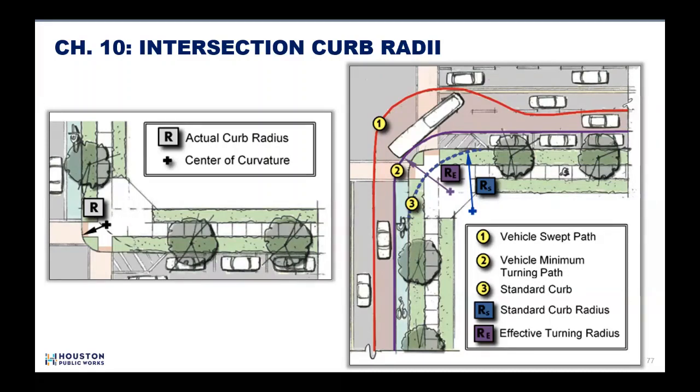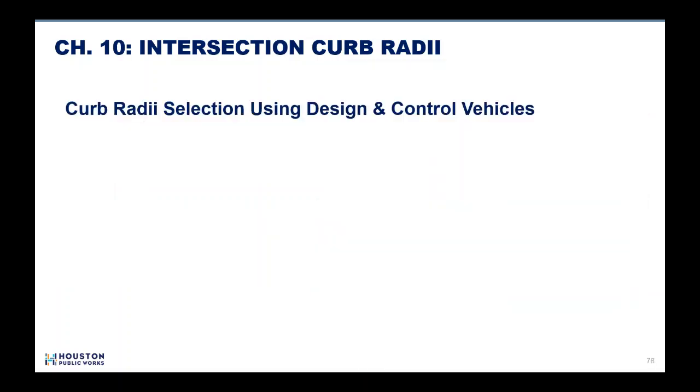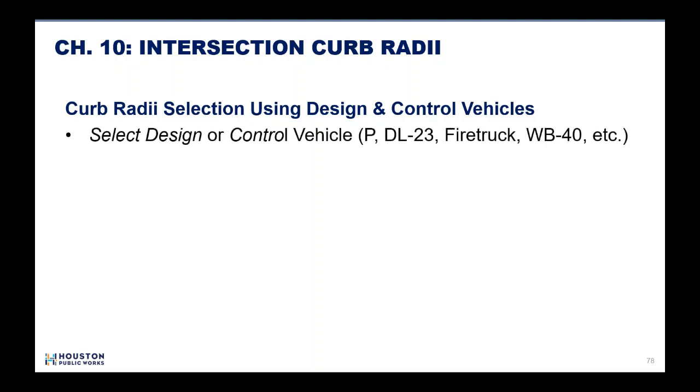What guidance does the IDM give for this type of intersection configuration? This following guidance is taken directly from the IDM. Street intersection curb radii shall be designed to facilitate turning and tracking requirements of the selected design vehicle anticipated to use the facility. For example, a passenger vehicle, DL23, fire truck, WB40. Refer to the IDM on the selected design and control vehicles as presented earlier by Ian.